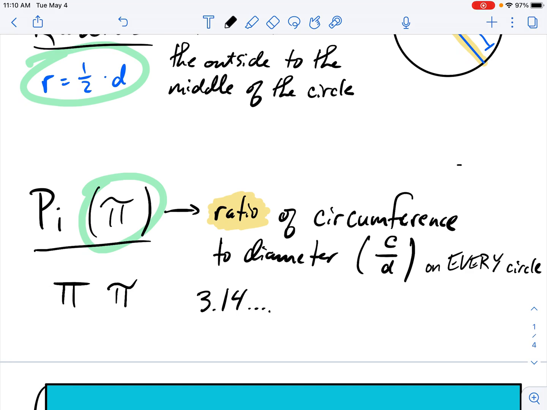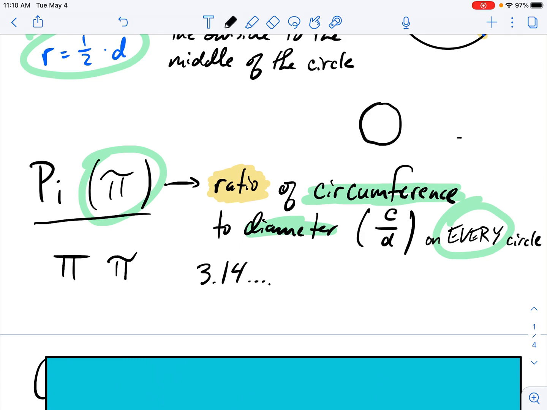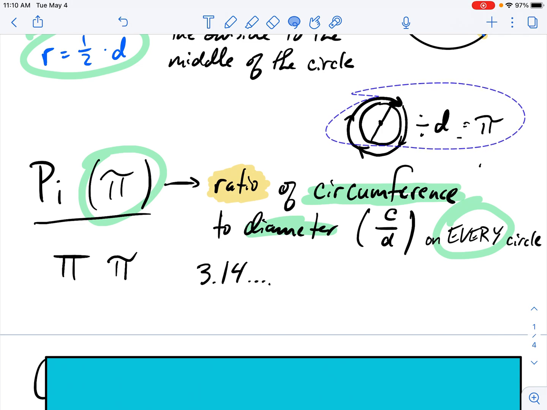And the interesting thing about pi is that it's a ratio. It's a number, but it's also a ratio. So it's a fraction. And pi is a ratio of the circumference, which we'll go over in just a minute, to the diameter. So circumference divided by diameter on every single circle. Another way to say this is if you took the distance around the outside of every single circle that was ever made in the world and divided that by the diameter, the distance across the circle, it will equal pi. It's pretty incredible. I think it's kind of like a magical thing. It's really, really interesting.